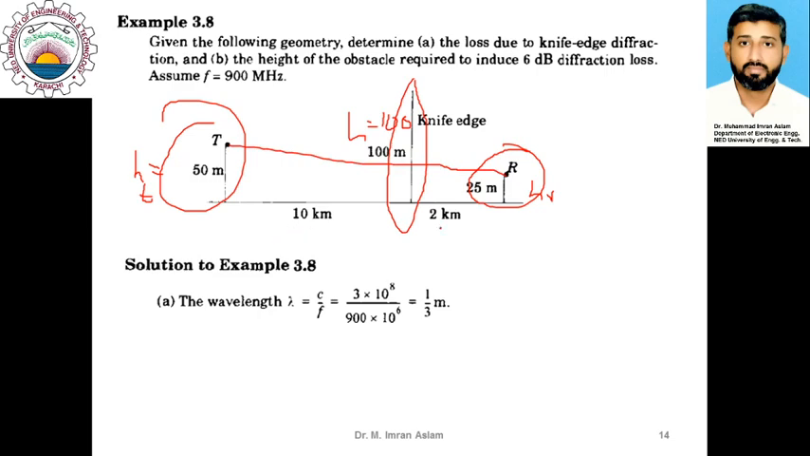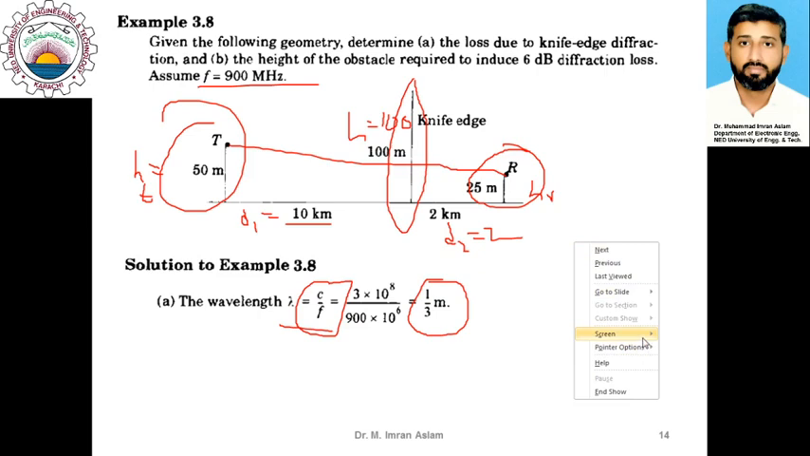The distance from the transmitter is 10 kilometers, whereas from the receiver the distance is only 2 kilometers. If we assume that the operating frequency is 900 megahertz, in that case we can calculate the wavelength, which is calculated by dividing the speed of light by the frequency of operation. So if you divide 3 times 10 to the power 8 by 900 times 10 to the power 6, you would end up with a wavelength of 1/3 meters. Okay, so this is the geometry that we need to work on.